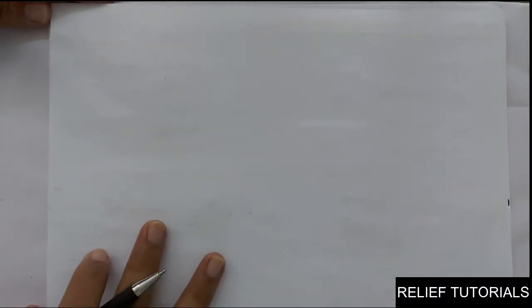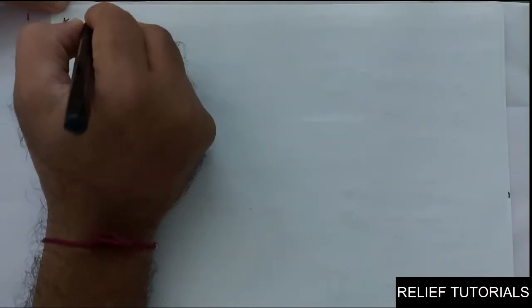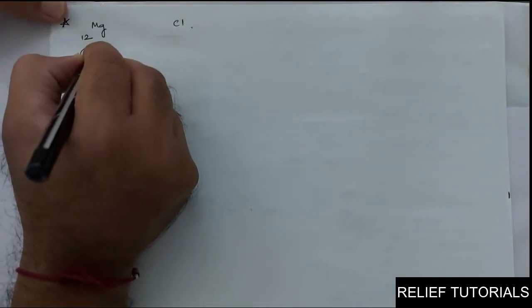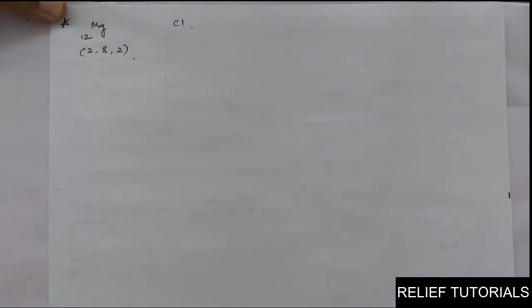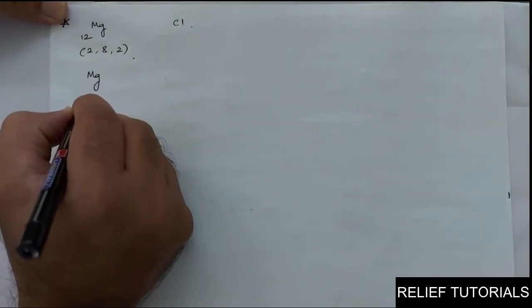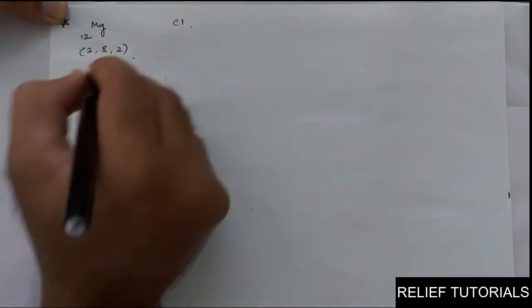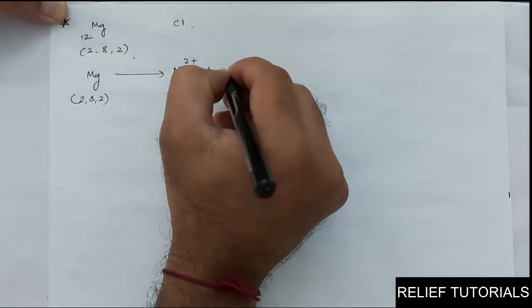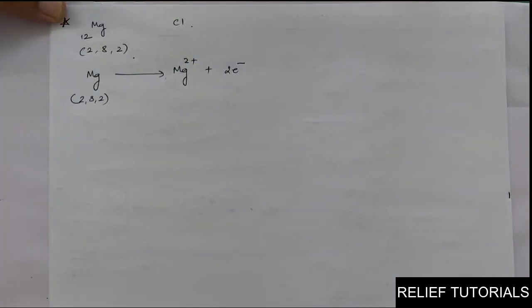Okay, many such examples you can take. For example, explain the bond between magnesium and chlorine. Magnesium has atomic number 12. The configuration of magnesium is 2, 8, 2. So if I write the ionization reaction of magnesium, magnesium 2, 8, 2 has a tendency to lose 2 electrons. So it forms Mg2+ ions by losing 2 electrons. This is the ionization reaction of magnesium.